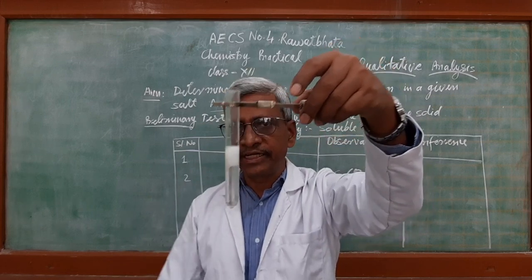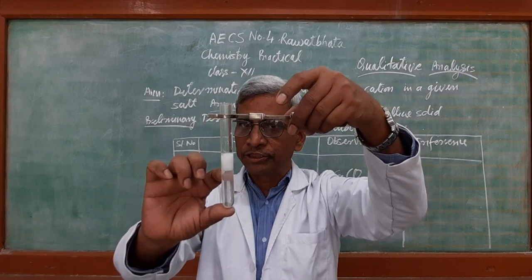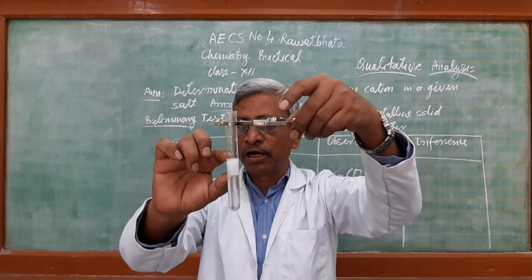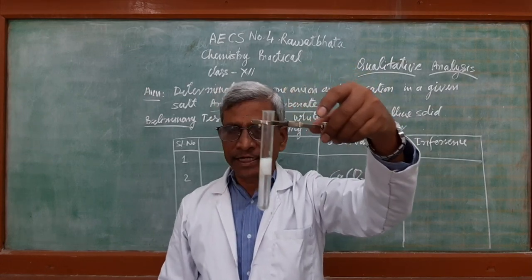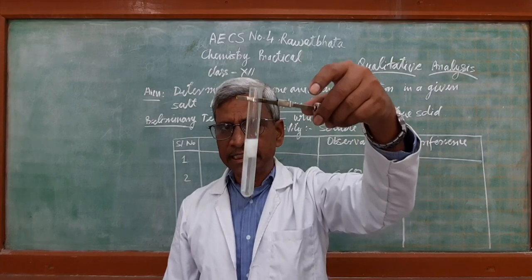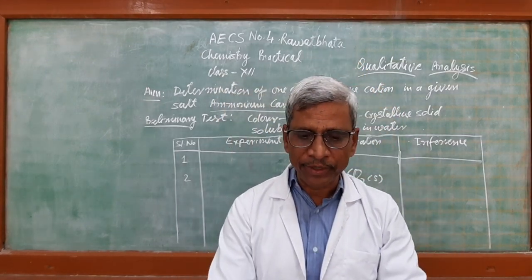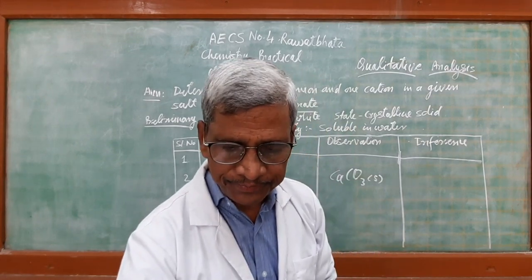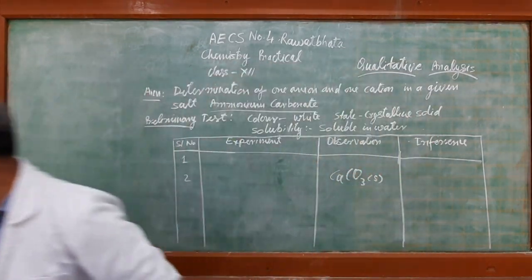You can see the color change here, the solution is colorless, and this is the magnesium carbonate. Because of that, it looks white. It is white in color and insoluble in water, that's why we get a white precipitate. A clear white precipitate is seen. So this is the confirmation of carbonate. In this way, we have confirmed the presence of carbonate.